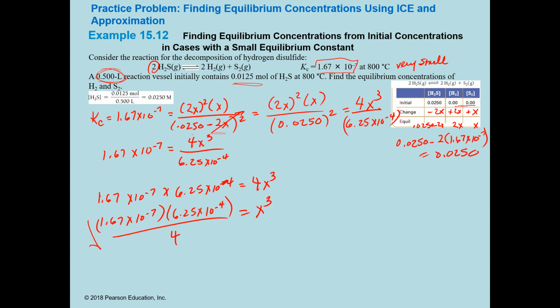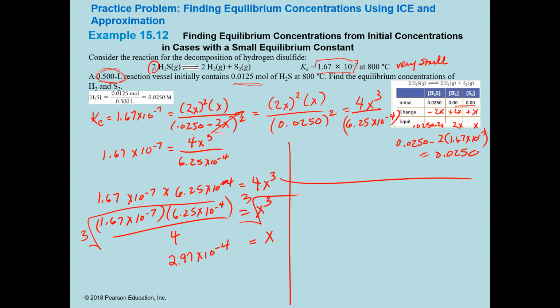So I'm going to take the cube root of this and the cube root of that, and that's going to give me x over here, and it's going to give me 2.97 times 10 to the minus 4, which is the cube root of this whole thing right here. Okay? And again, your calculator can be your friend or it can be your worst enemy, so make sure you know how to use it.